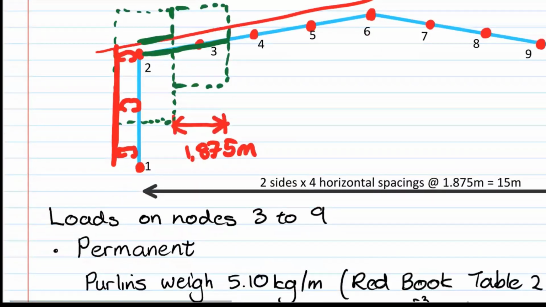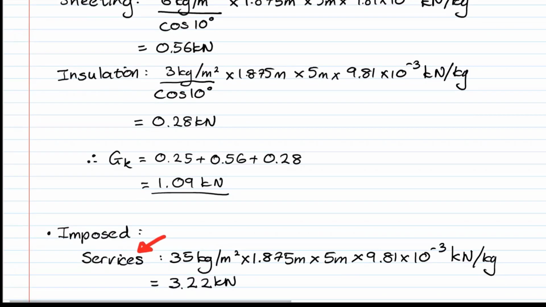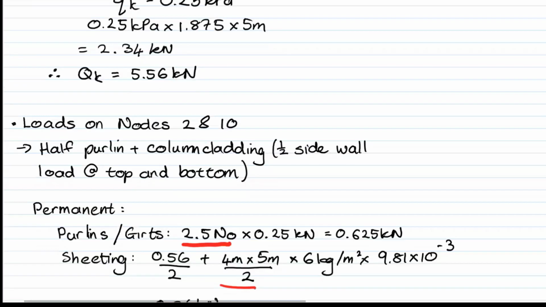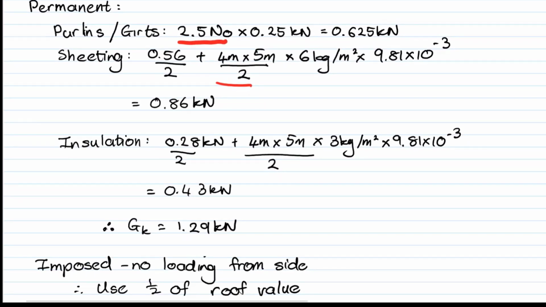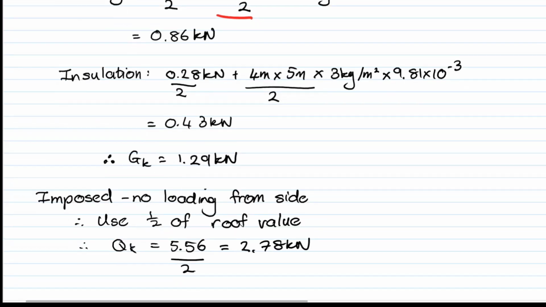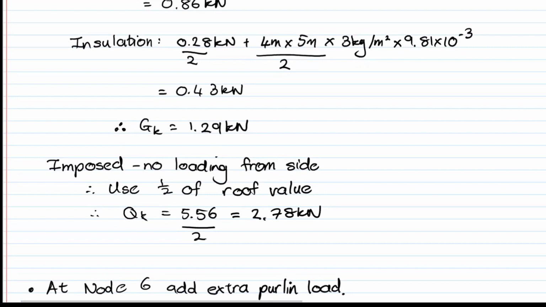And then coming back to the calculations. So yeah, then we've got our insulation, imposed load using half of the roof load previously, and there we have our dead load and imposed load calculated.